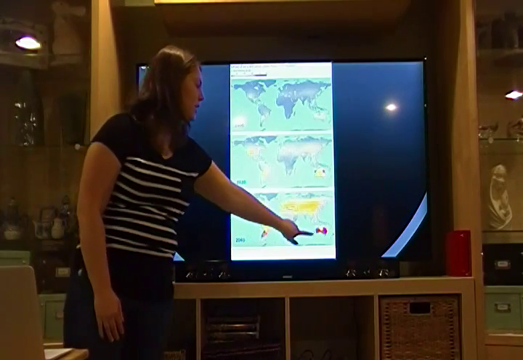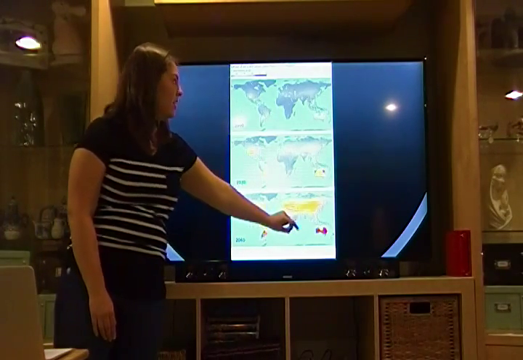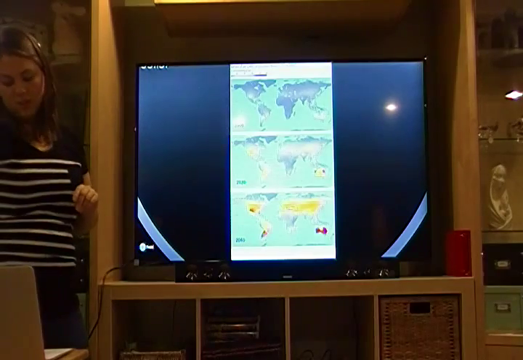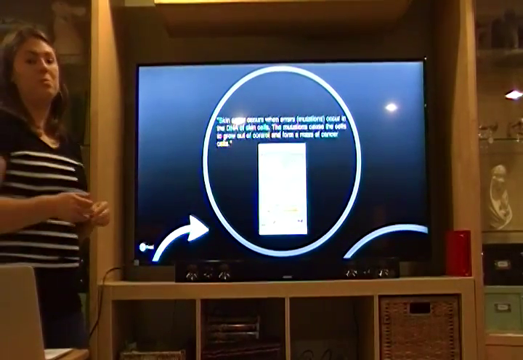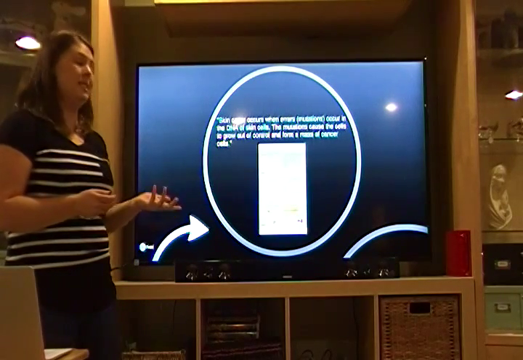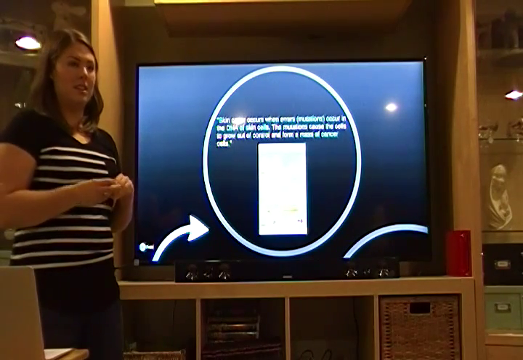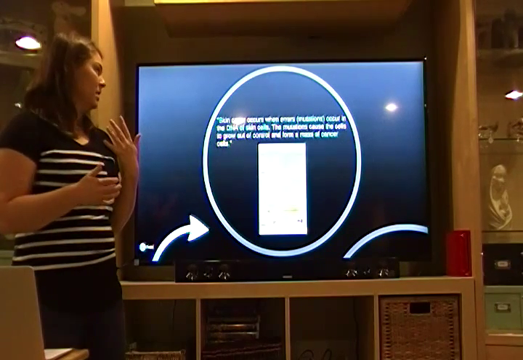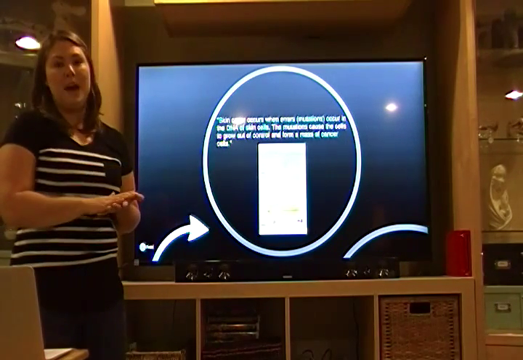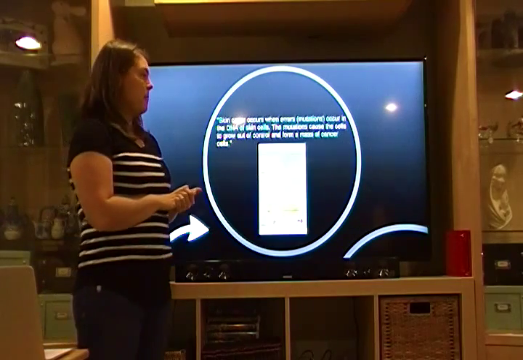But we do see a lot here in Australia. I will point that out. So, skin cancer occurs when an error or a mutation occurs within the DNA of skin cells. This DNA then starts to replicate and the cells continue to grow and form a mass of cancer cells.